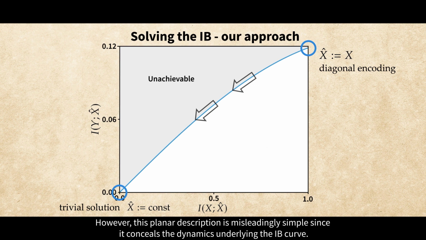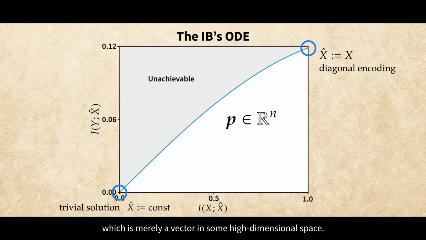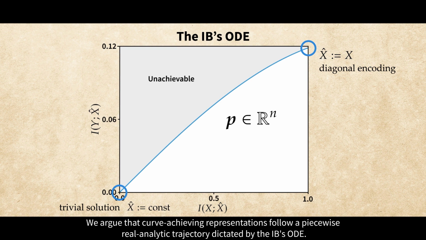However, this planar description is misleadingly simple since it conceals the dynamics underlying the IB curve. The representation achieving a point in the plane is described by a probability distribution P, which is merely a vector in some high-dimensional space. We argue that curve-achieving representations follow a piecewise real analytic trajectory dictated by the IB's ODE.